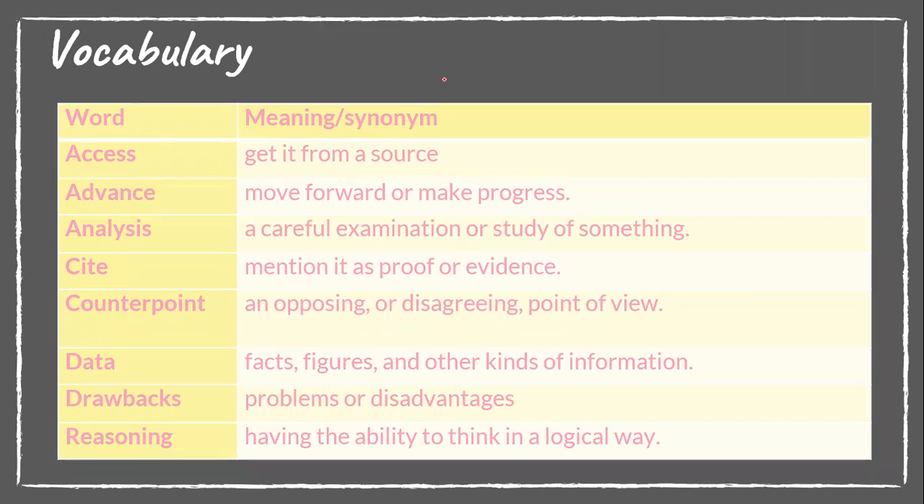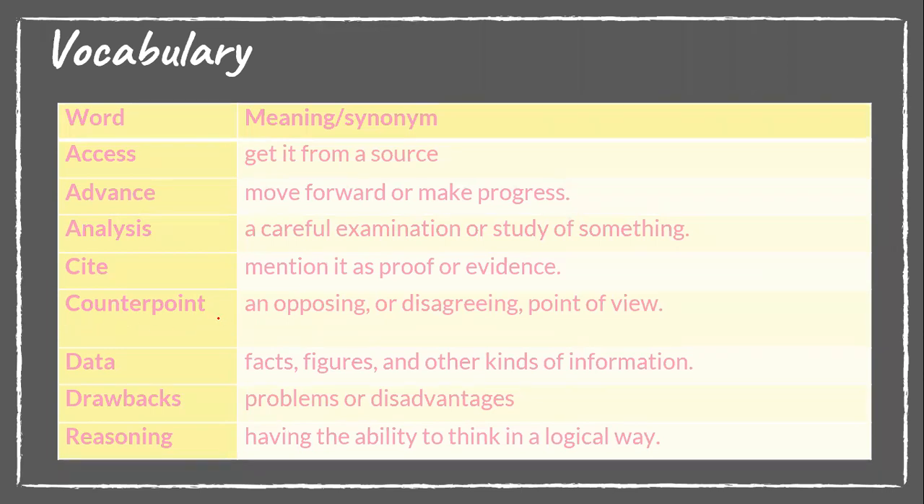I'm going to add this table later on the worksheet, so you will have access to the definitions of the words. So access means get it from a source or enter a place, for example. Advance, move forward or make progress, to become better, to flourish, to prosper. Analysis, a careful examination. You examine something carefully, or you study something carefully, with details. Cite, mention the source as proof or evidence. For example, I want proof from you, I say, cite your sources.